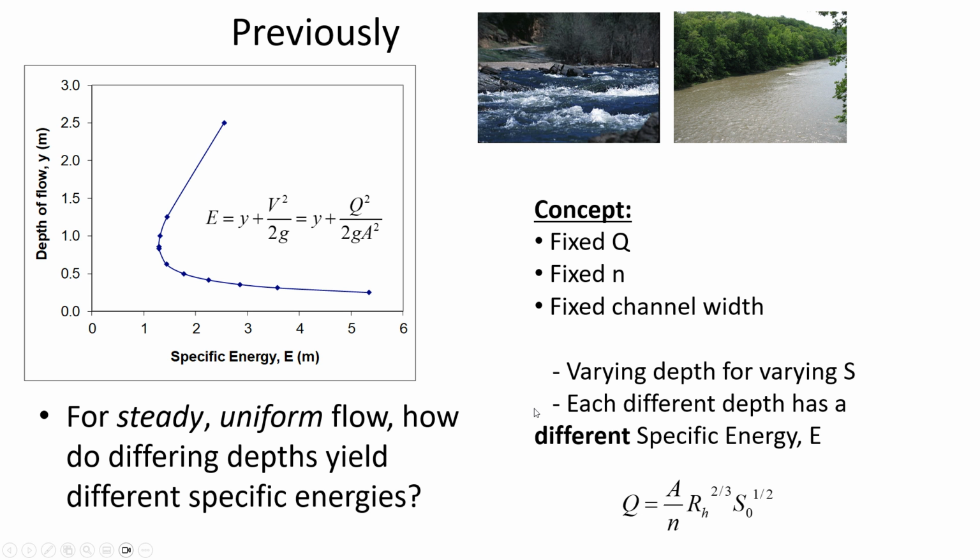The point is that it's the slope that is going to cause variation in the flow depth for a certain flow rate and a certain channel width and a given n value. It's variations in the slope that cause those different specific energies.